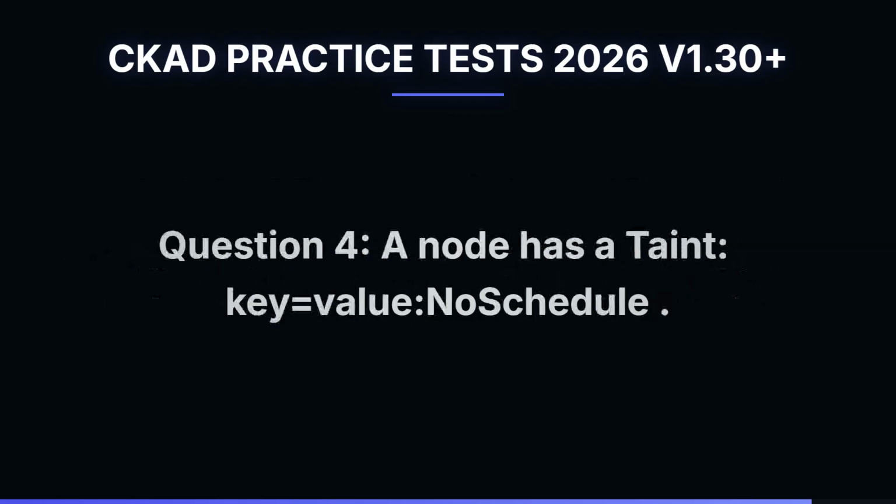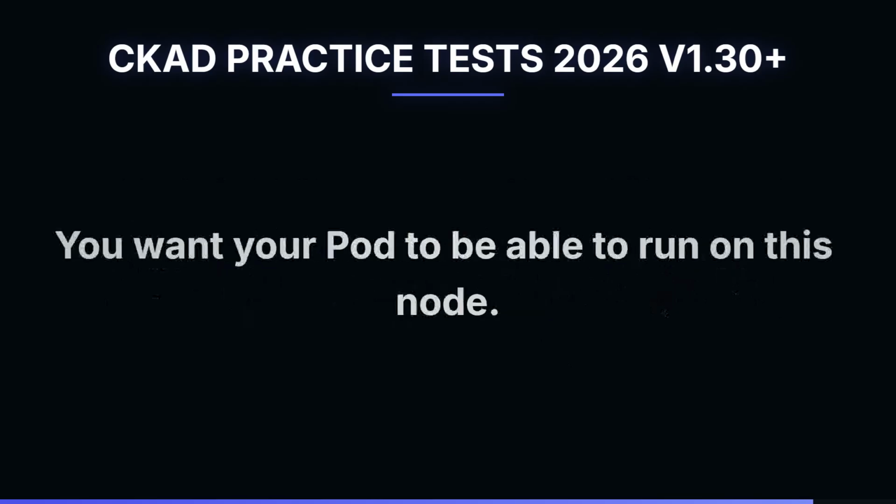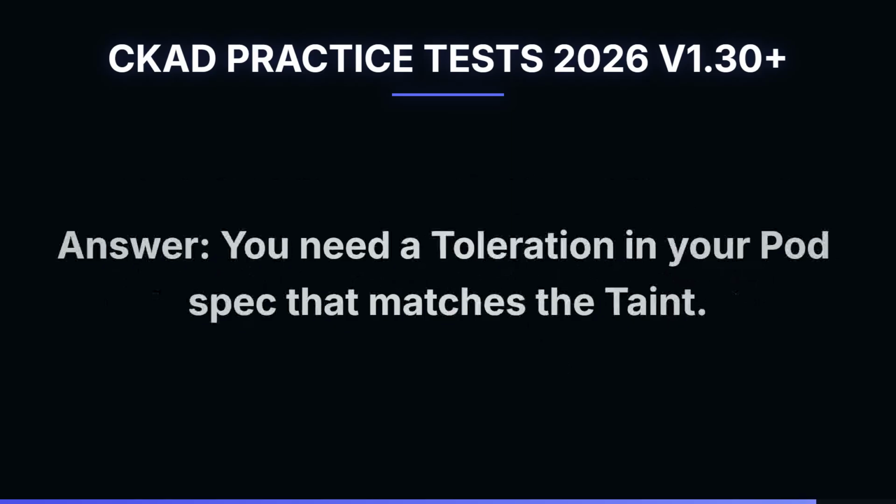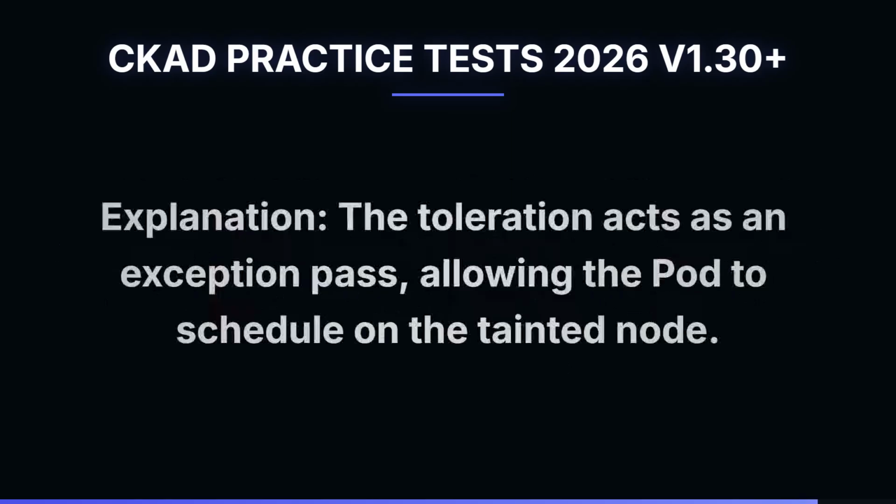Question 4. A node has a taint, key equals value, no schedule. You want your pod to be able to run on this node. What do you need? Answer: you need a toleration in your pod spec that matches the taint. Explanation: the toleration acts as an exception pass, allowing the pod to schedule on the tainted node.